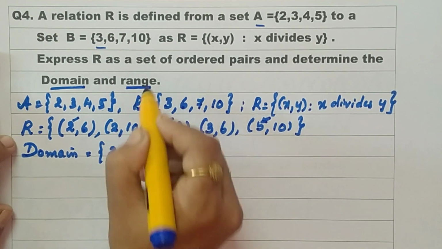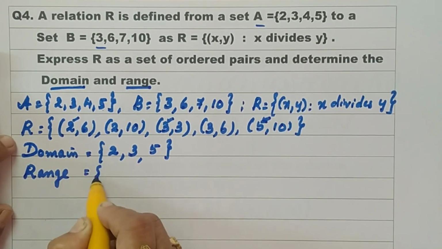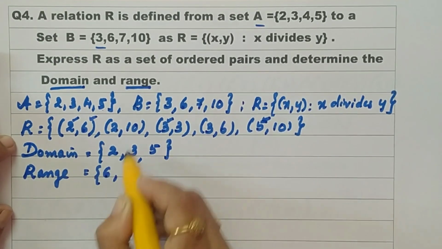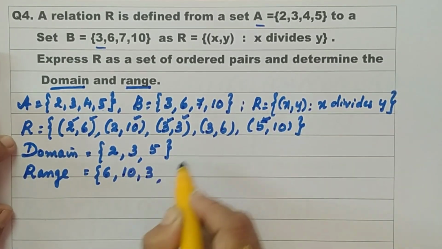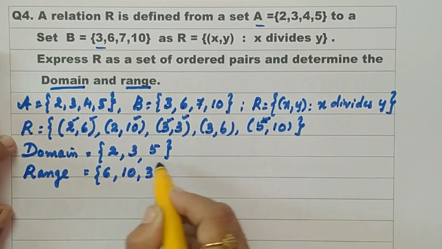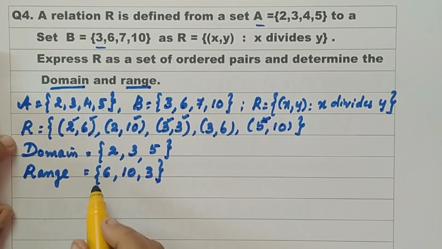Now you are asked to write the range. Range equals the collection of all second elements. The second elements are 6, 10, 3. Again a 6, no need to write. Again a 10, no need to write. So this is the range: 3, 6, 10 or 6, 10, 3.